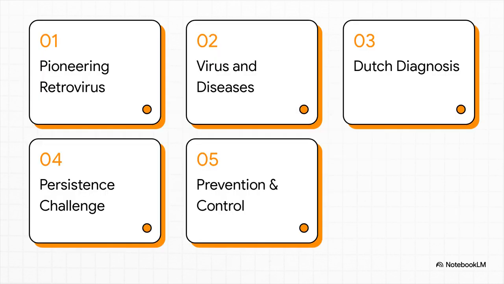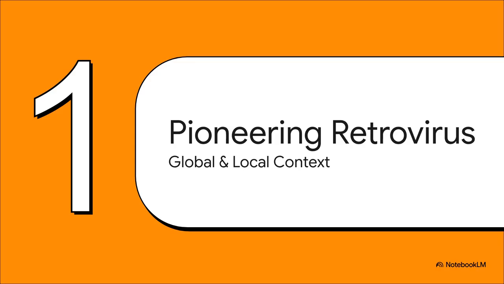All right, so here's our game plan. First, we'll get into the virus's backstory. Then we'll unpack the diseases it causes. After that, we'll look at how we diagnose it here in the Netherlands, explore why it's so tough to treat, and finally, we'll wrap up with prevention and control. All right, let's kick things off with a bit of history.